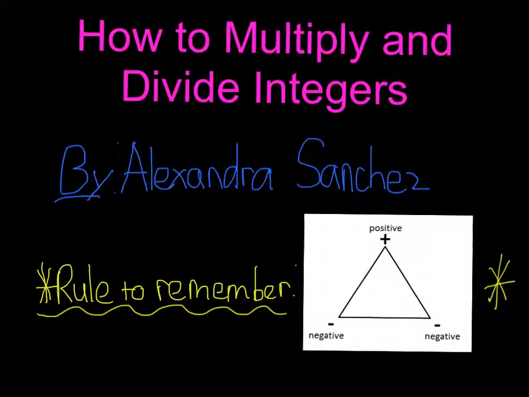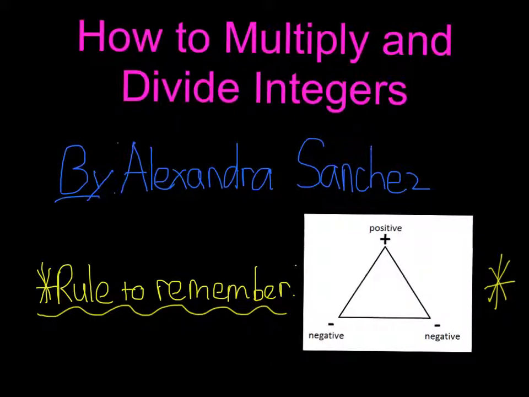This is how to multiply and divide integers. A rule to remember with multiplying and dividing integers is this triangle in the picture. It says positive, negative, negative. Basically what the triangle means is that if you're multiplying or dividing two negatives, it's going to turn positive. But if you multiply or divide a positive and a negative, then you're going to get a negative integer.